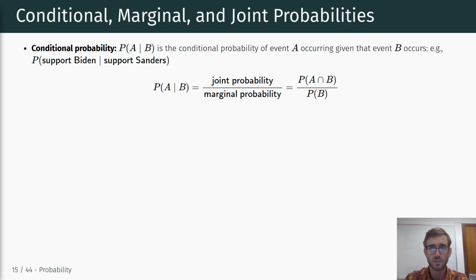The definition of a conditional probability, which is usually denoted as probability of A given B, which we write with this vertical bar, is the conditional probability of event A occurring given that event B occurs. All right. So, for example, when we look at voting behavior in the past election, we could think about the probability of a voter supporting Biden conditional on him or her supporting Sanders or having supported Sanders in the primary elections. And we can compute these conditional probabilities as the fraction between the joint probability and the marginal probability.